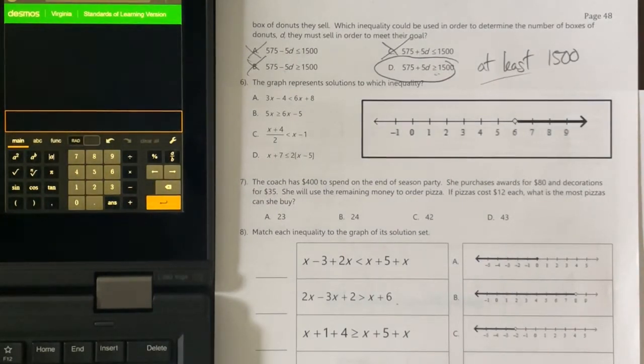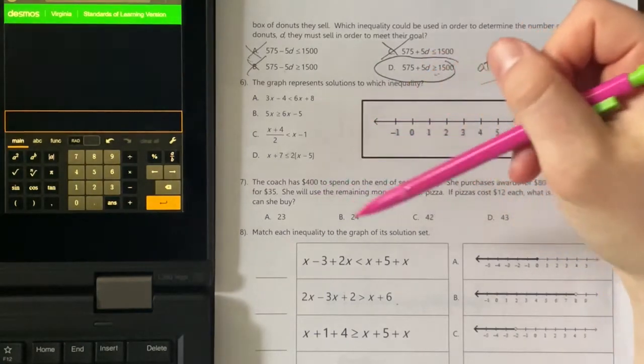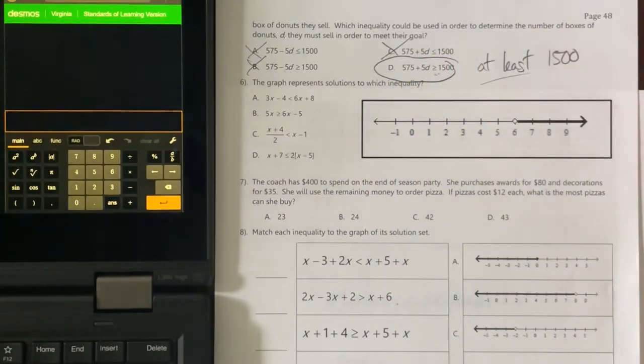And then for number 6, it says the graph represents solutions to which inequality. What I can do for this one is this. I can solve each of these and spend a long time doing it, or I can choose a value that is in this solution set.